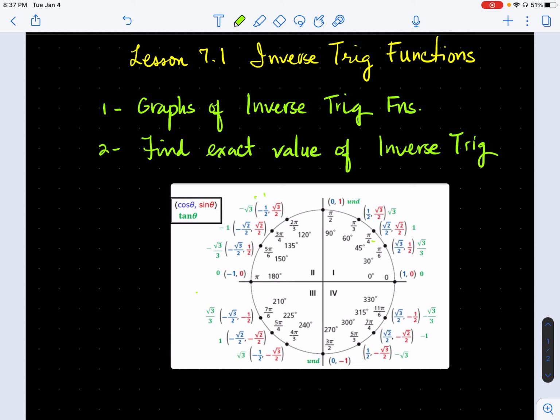Hey, welcome back. We are starting with Unit 7 today for on-level pre-calculus. This unit talks about inverse trig functions. As I said, notice here, inverse trig functions.